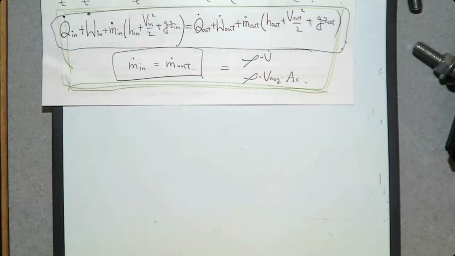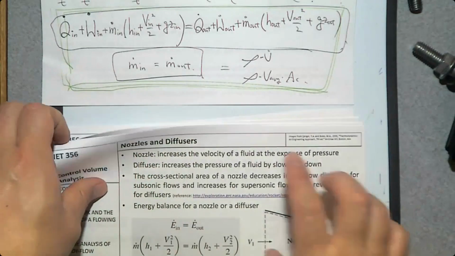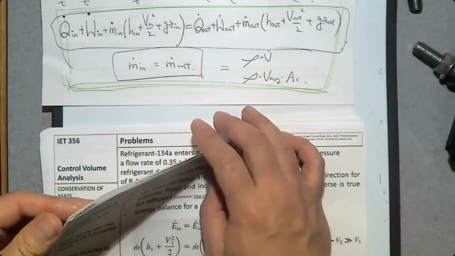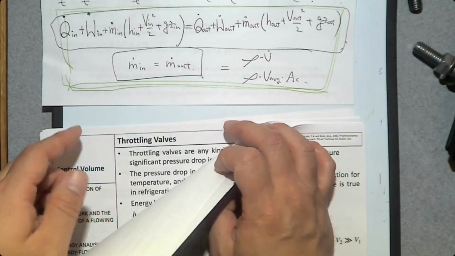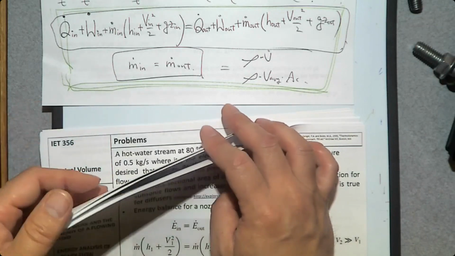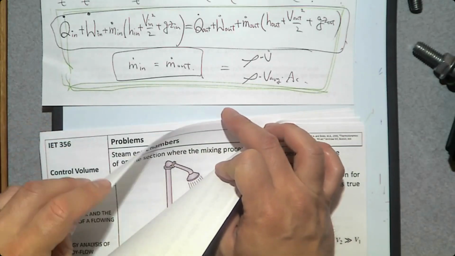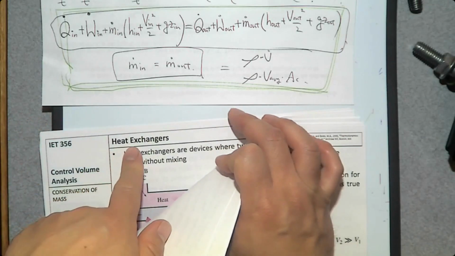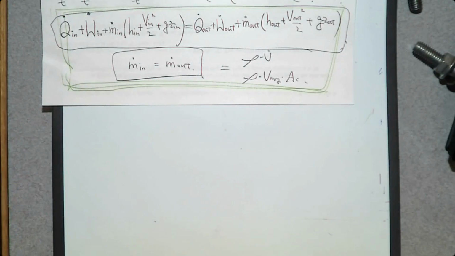We are going to solve these energy balance equations and mass balance equations for nozzles and diffusers, turbines and compressors, throttling valves, mixing chambers, and the final one, the final boss, heat exchangers. So we are going to solve these devices thermodynamically. That's what we are going to do in chapter 4.